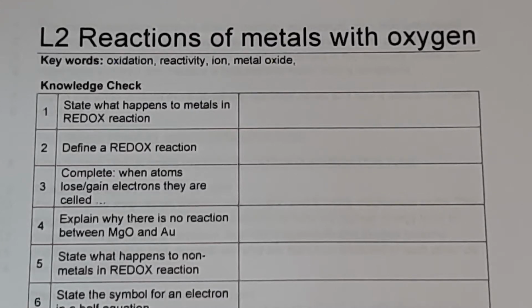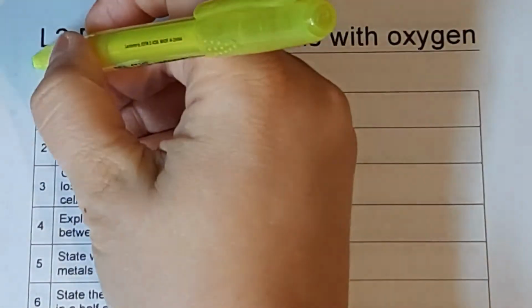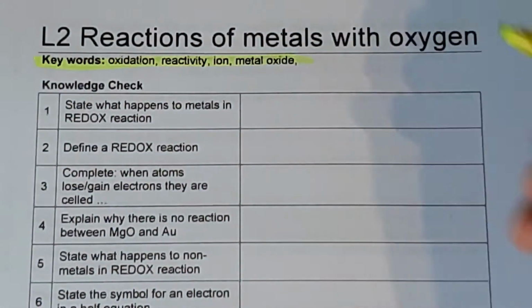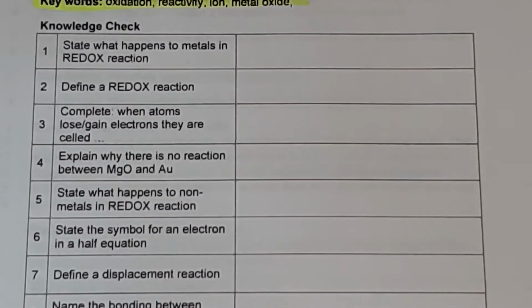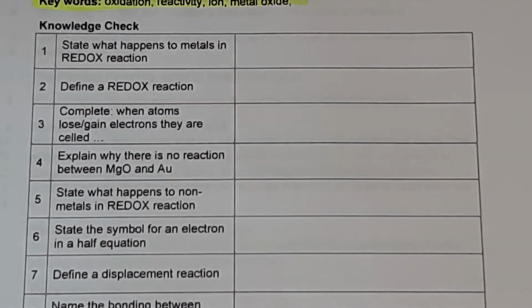Castanera. We're on lesson 2, Reaction of Metals with Oxygen. Our keywords for this lesson are oxidation, reactivity, ion and metal oxide. So I'd like to start the lesson by answering the 8 questions in the knowledge check and pausing the video whilst you do that.